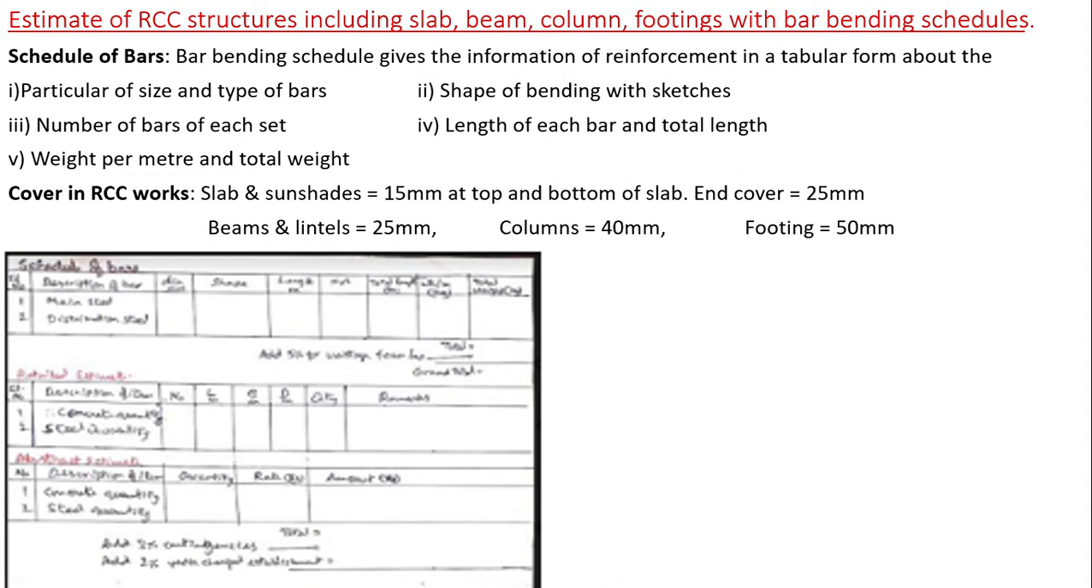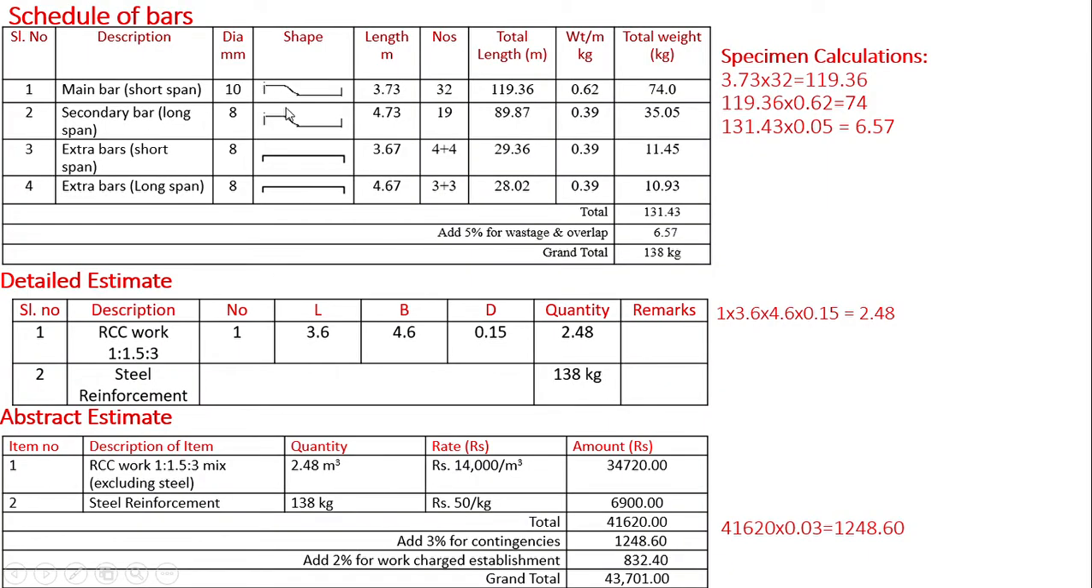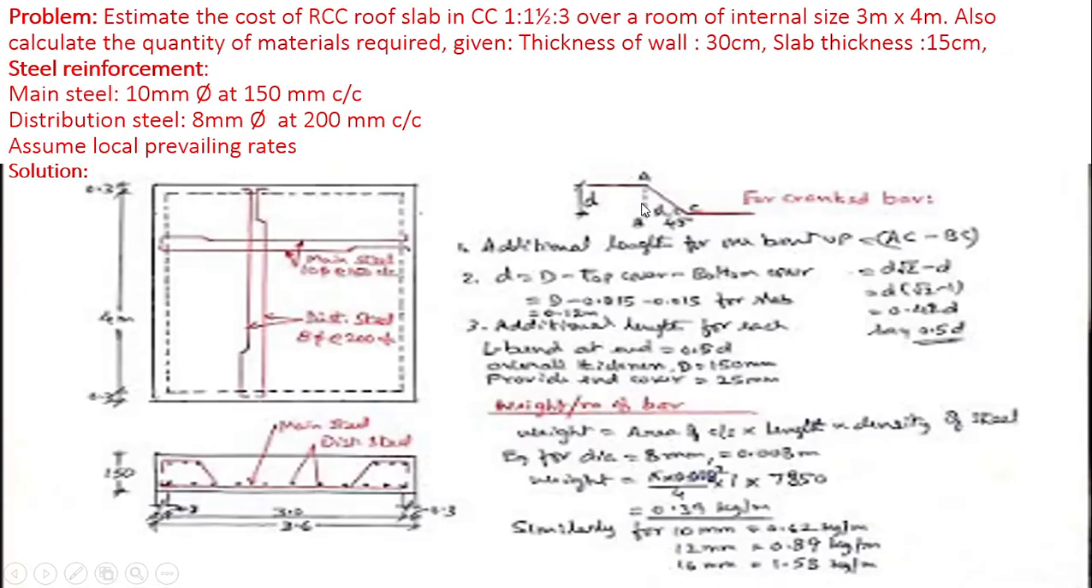Please understand that the bars are cranked near the support to take negative bending moment. This concept is from RCC design. Size of the bar means the diameter of the bar, say 8 mm, 10 mm, 12 mm diameter, etc. Bar bending schedule also gives shape of bending with sketches. You know, the angle of crank is 45 degree and angle of L bend is equal to 90 degree. Normally bars are L bent at ends of the members.